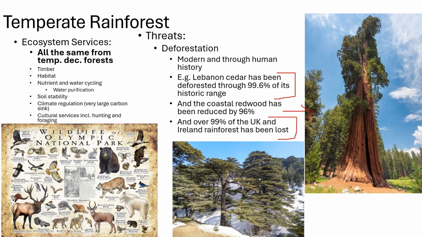They've been converted to agricultural land. That is often being used for agricultural land, but in some cases timber. Like for the Lebanon cedar and the coastal redwood, it was mostly for timber extraction.